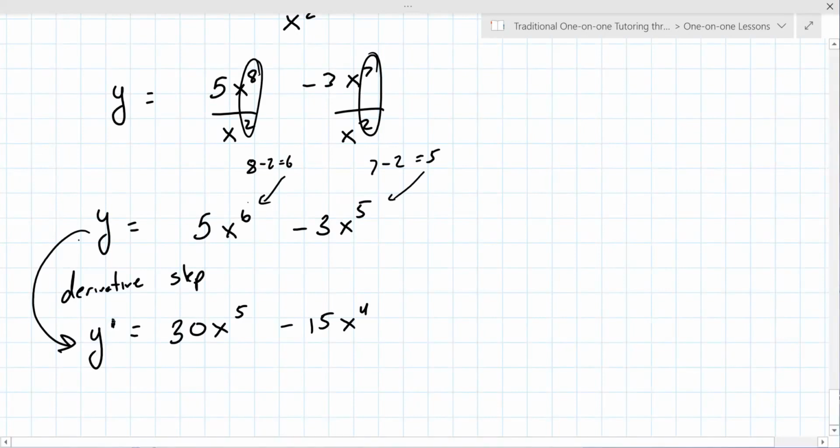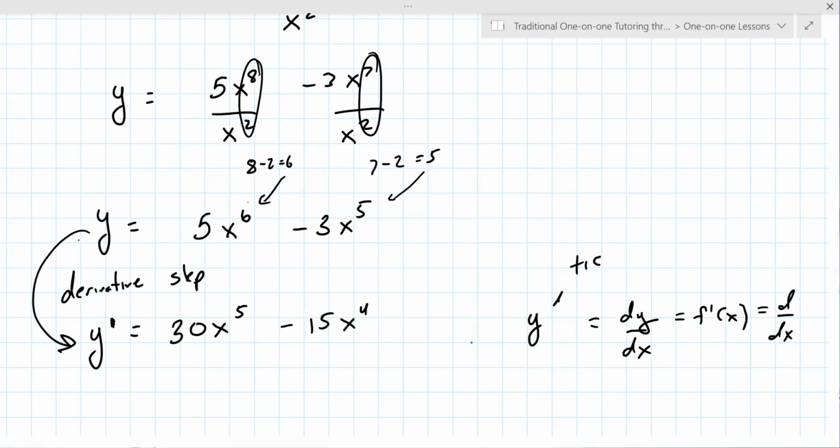Y prime. This is the derivative. Oh, that's the derivative. Yeah, y prime. It's really like a tick like that. There's other notation here, dy/dx, f prime of x. These all mean the same, but I don't want you to get caught up in notation. Okay. I got it.